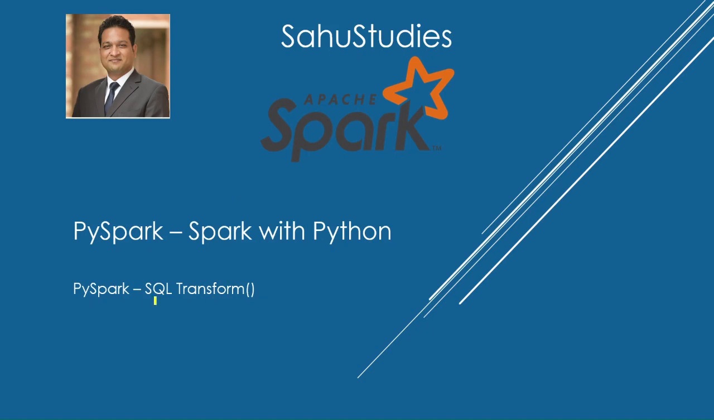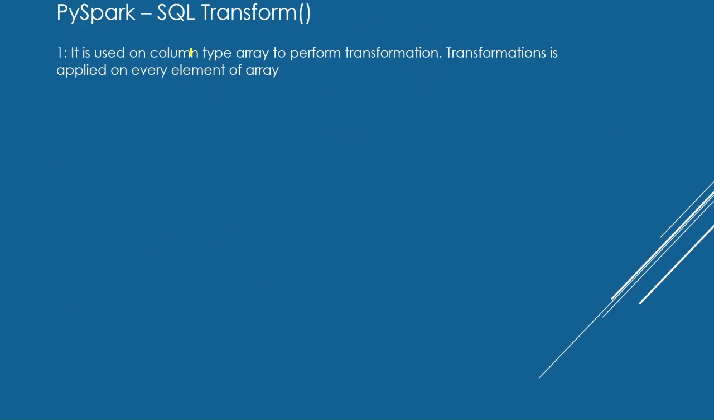In this video, we are going to see how the SQL transform function works. So what is the SQL transform function? It is used on a column of array type to perform a transformation. The transformation will be applied on every element of the array.